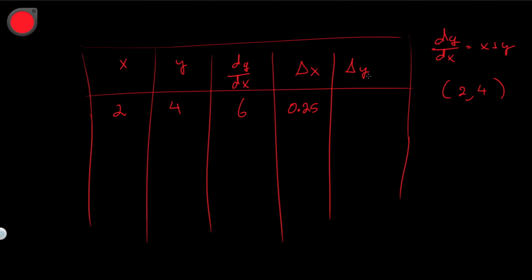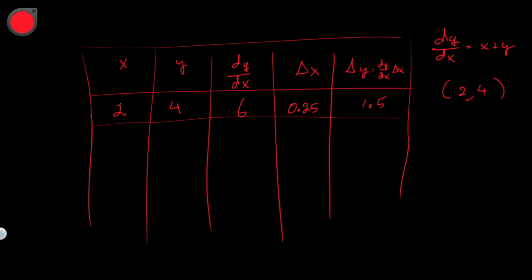All right, and what is delta y? Well, it is dy dx times delta x. It's the multiplication of these two numbers. What is that? Well, that's 1.5. We already calculated that. All right, so what's this next row going to be?